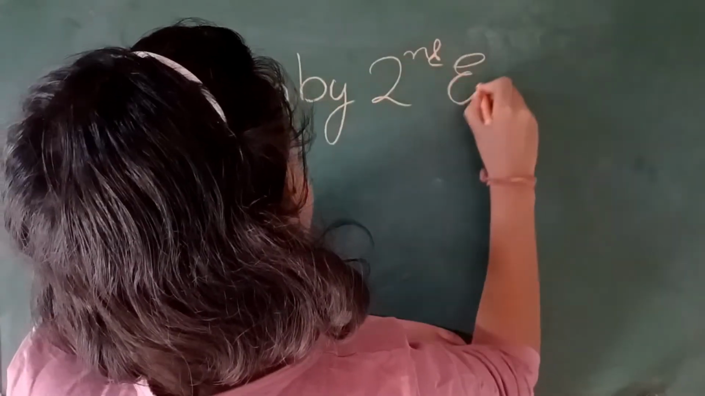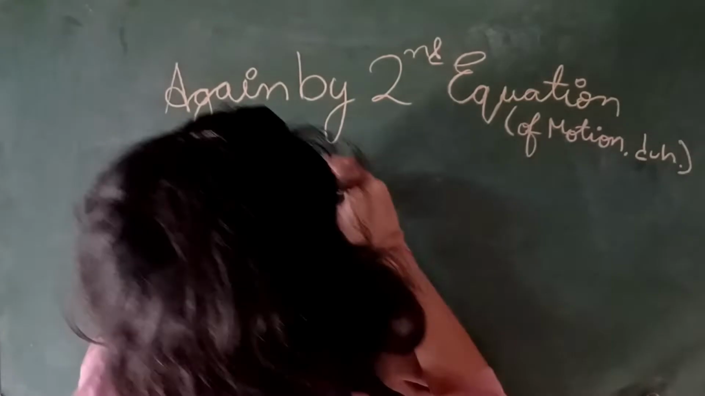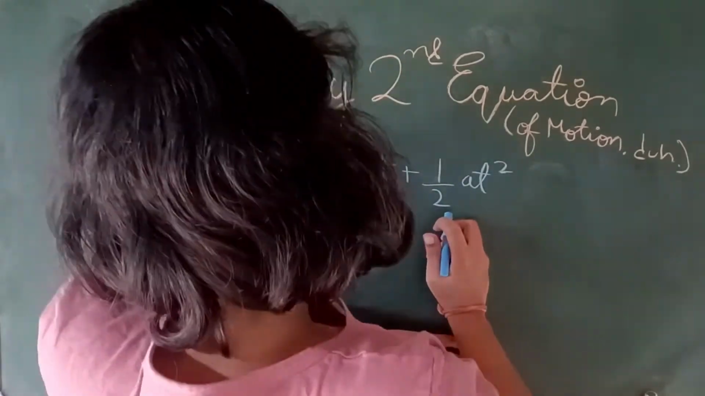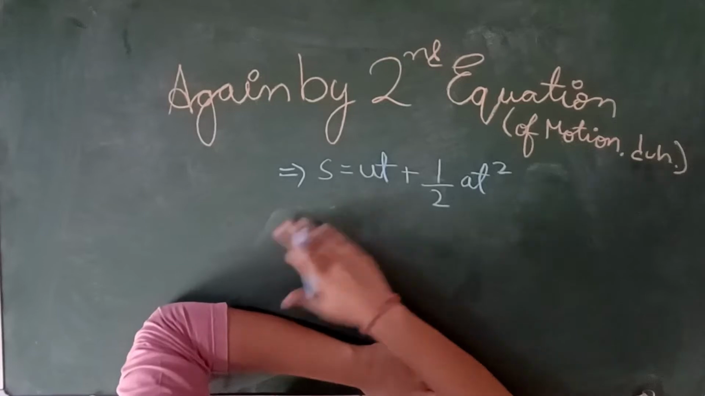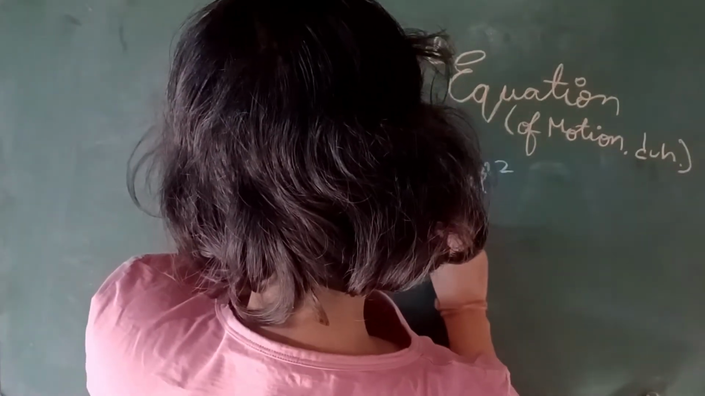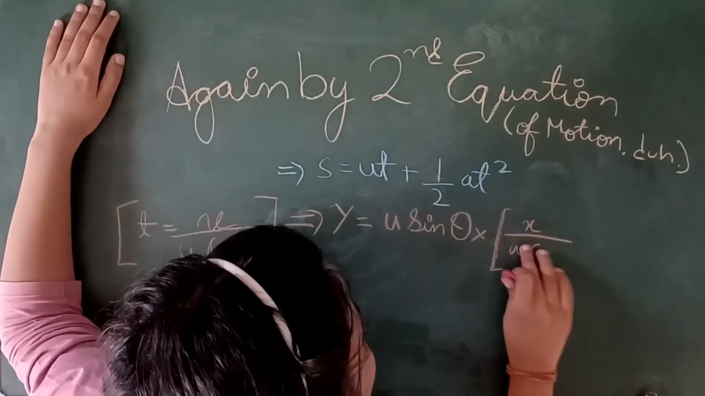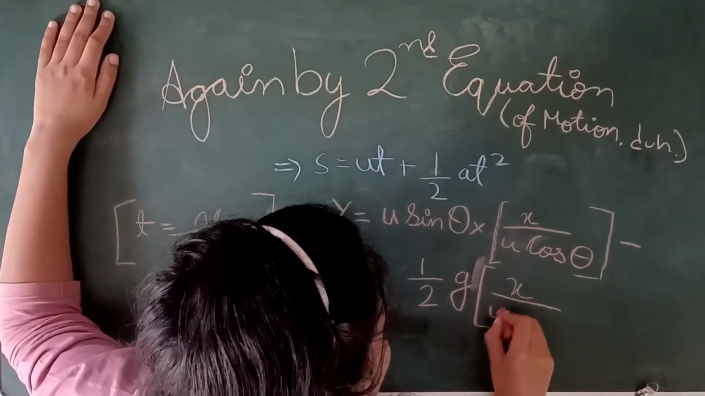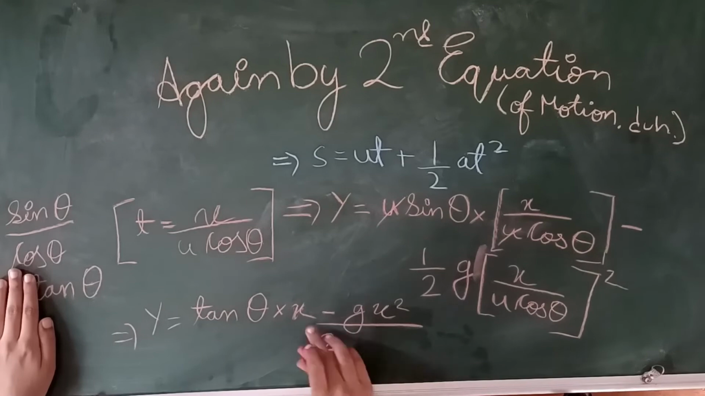And now for vertical motion, again by the second equation, y is equal to u sine theta times t minus half g t square. Here the acceleration a is equal to minus g because the vertical direction is against the force of gravity. Now placing the value of t from horizontal motion, y is equal to u sine theta times x upon u cos theta minus half into x square upon u square cos square theta. You just square the whole bracket.